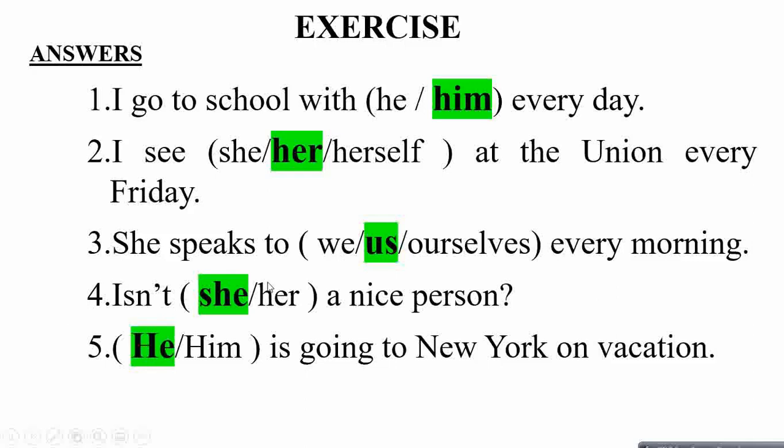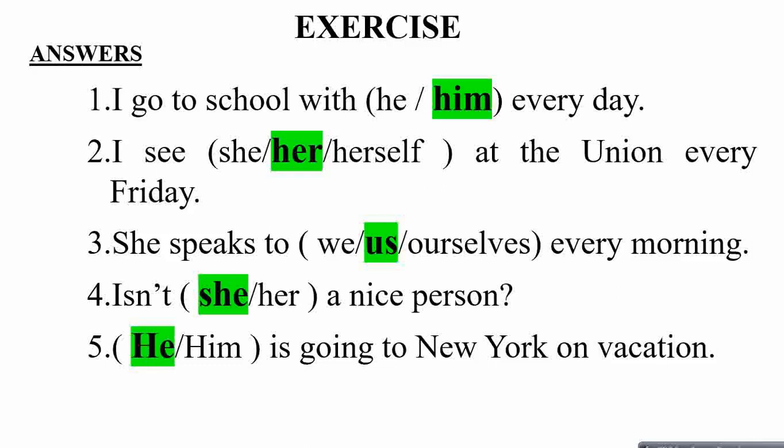Question 4 is, not she a nice person. So इसमें आप उसको as a pronoun mention कर रहे हैं, so it's not about the possession. So as a result आप इसमें her का लफ्ज़ mention नहीं करेंगे, it's about isn't she. Then comes question 5 which says he or him is going to New York on vacation.